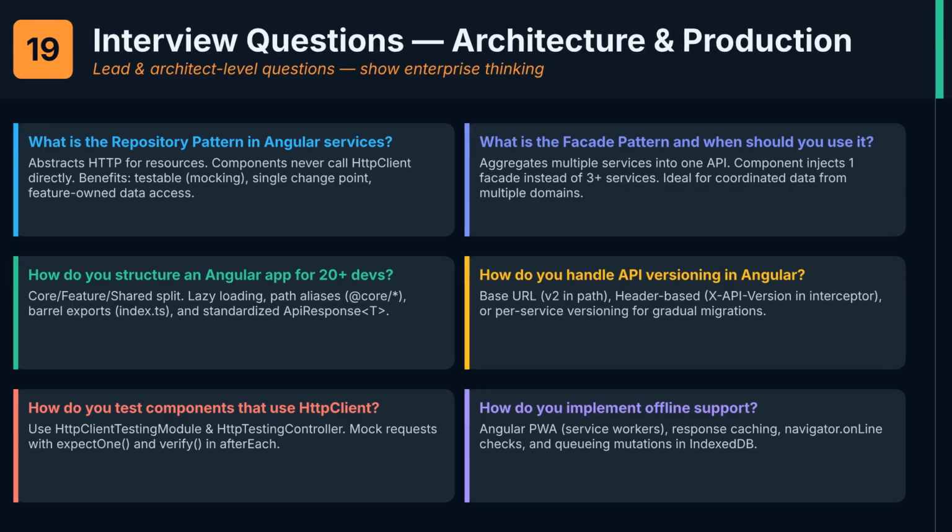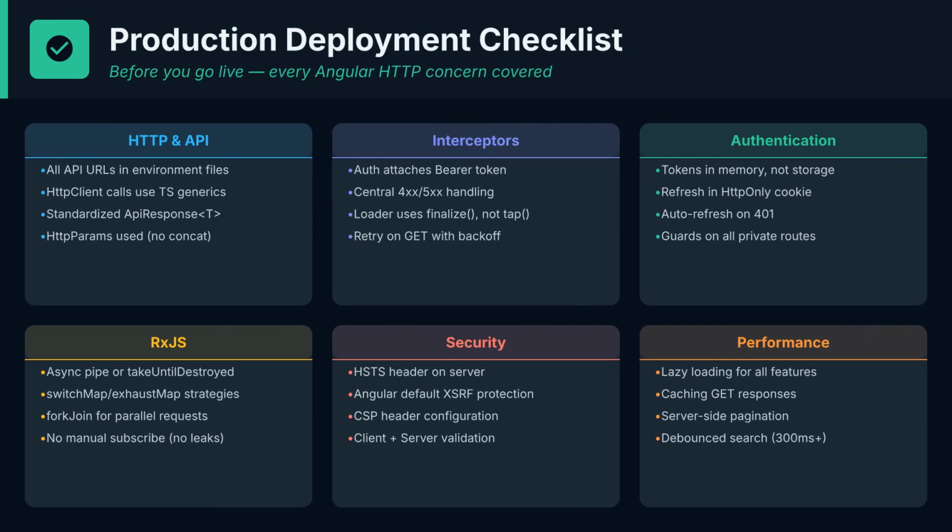Production deployment checklist summarizes all critical concerns. Ensure all API concerns, interceptor setup, authentication flow, RxJS memory management, security, and performance optimizations are addressed before going live.